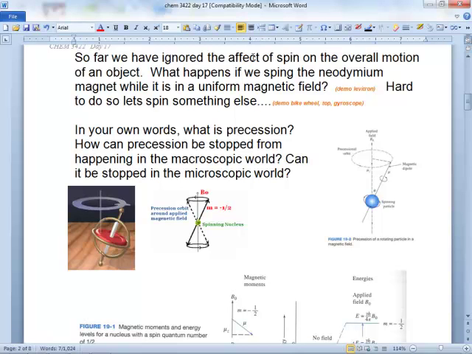Okay. Can it be stopped in the macroscopic world? No. Is that spinning? Right? Can it be stopped in the microscopic world? Precession. No. You just have to deduce it. All right? You just have to guess. Right? It can't. Okay. We're getting somewhere here.